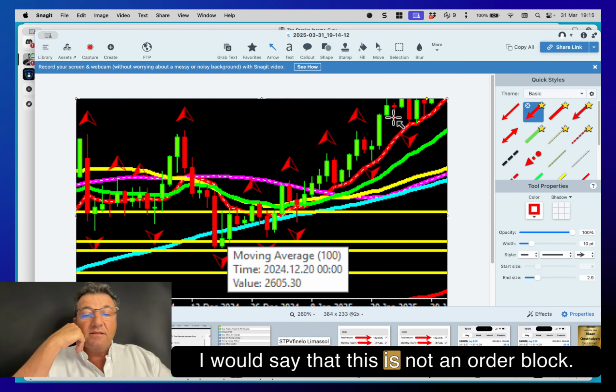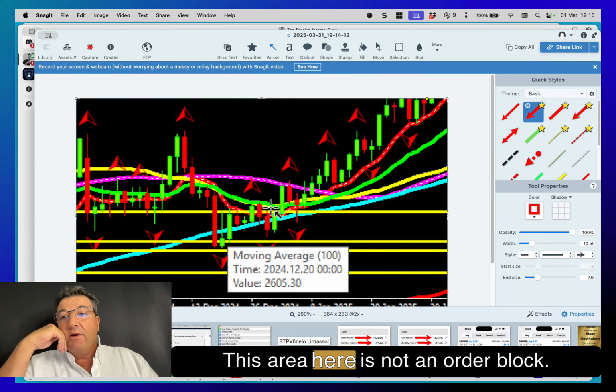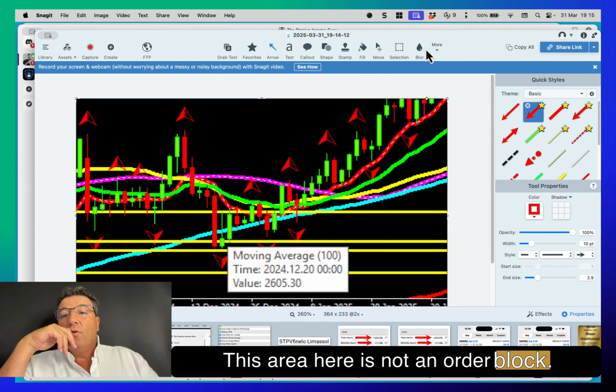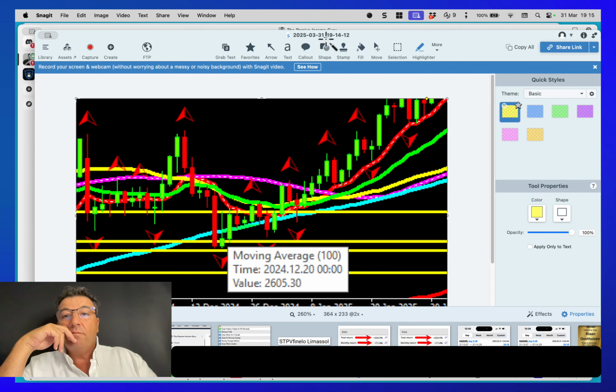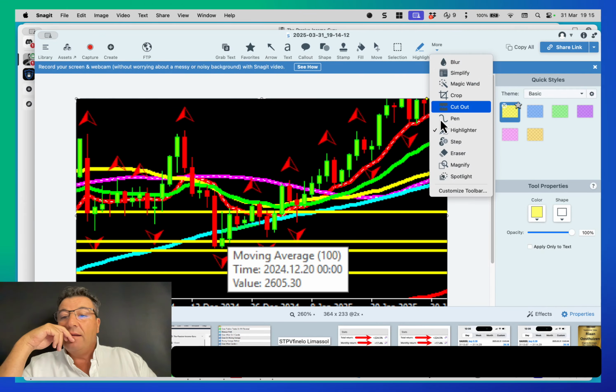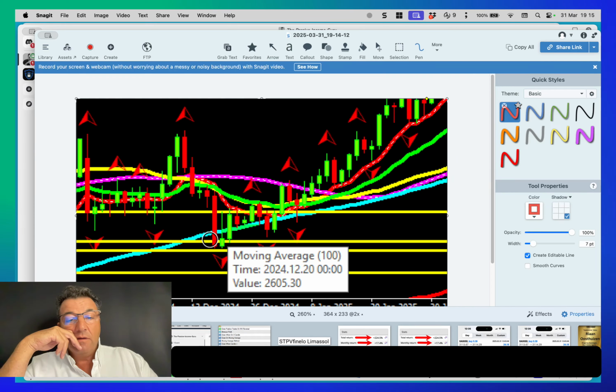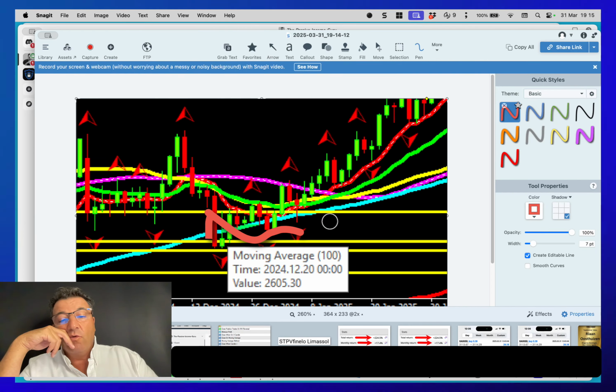I would say that this is not an order block. This area here is not an order block. So this is not an order block in this area. This is not an order block.